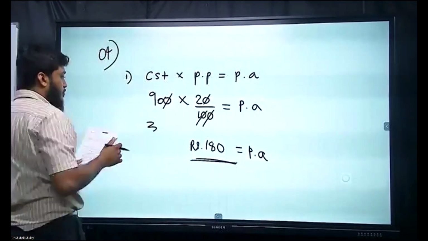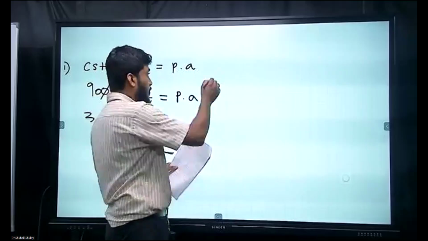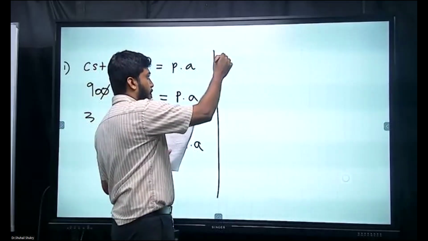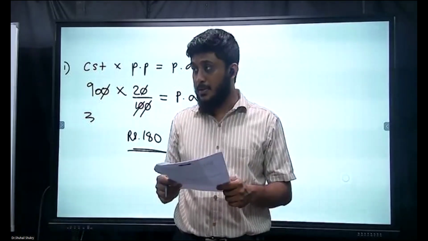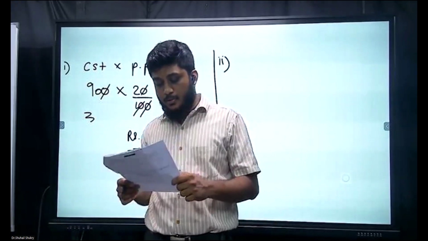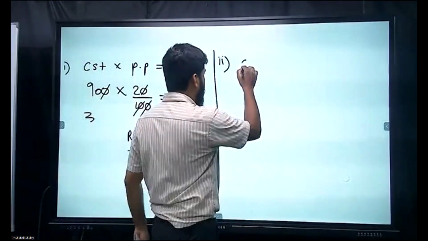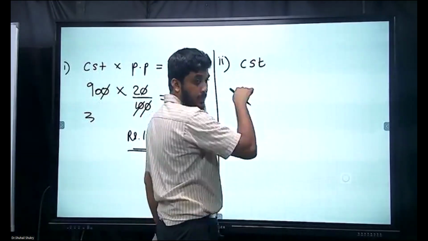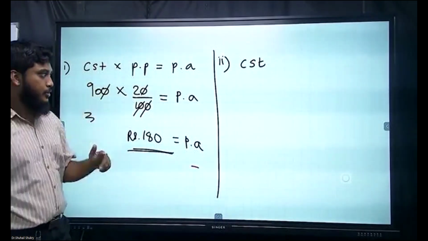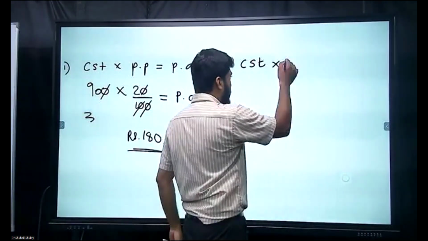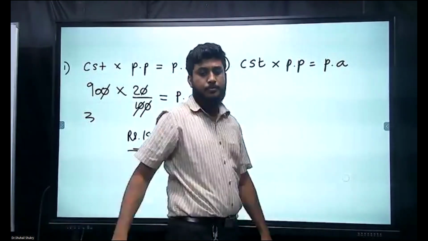Then the next one, the second one: the vendor sells a pair of shoes to a customer at a profit of 25%. How much does the customer have to pay for the pair of shoes? Now, what should you write? Cost into. This is the cost for the vendor. This is the cost for the manufacturer. Always, what is the formula? Cost into profit percentage equals profit amount.